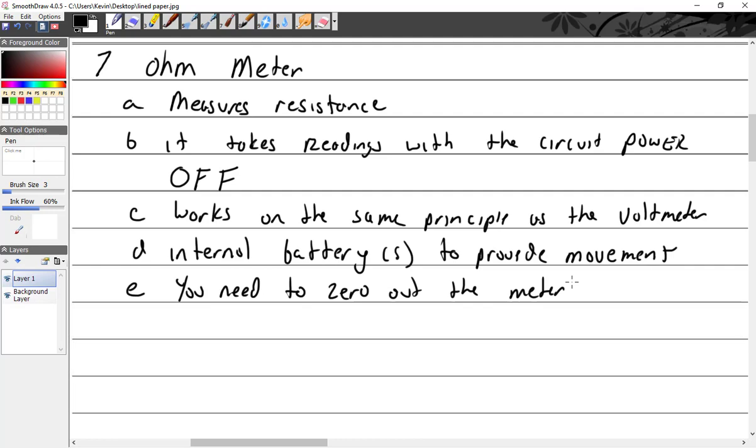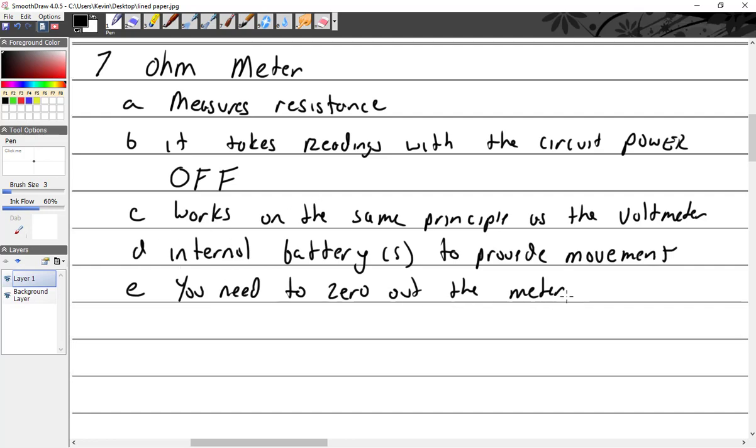So the rule of thumb is you have to zero it out every time you change the range. Let's say I select R times 1, and I'm using it for a couple hours. Do I have to worry about zeroing out as long as I don't turn it off or switch? No. You might after several hours because the battery drains. Battery goes dead, so it changes everything. That's one of the reasons why you have a zero knob, because as the battery changes, it's going to change what's going on through the circuit.